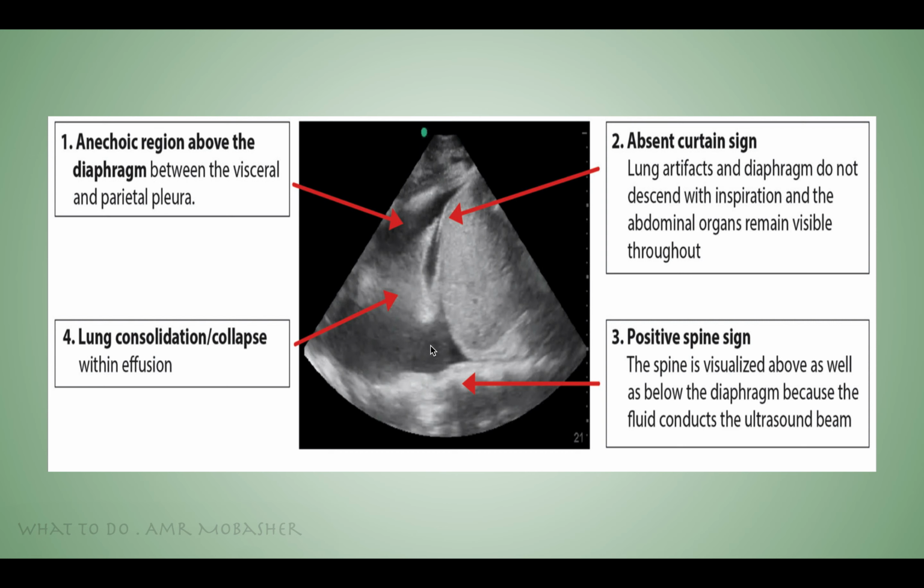Because of the presence of the pleural effusion, as you know, fluid can transmit ultrasound waves better than air. That's why I can now see the spine below the diaphragm and above the diaphragm. Under normal conditions, if there is no effusion, all of this area is air, a very bad conductor to ultrasound waves, and you shouldn't see the spine like this. So anechoic areas, lung collapse, absent curtain sign, and finally positive spine sign. This is for pleural effusion.